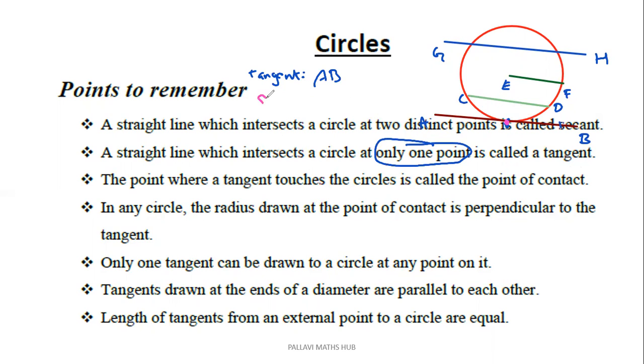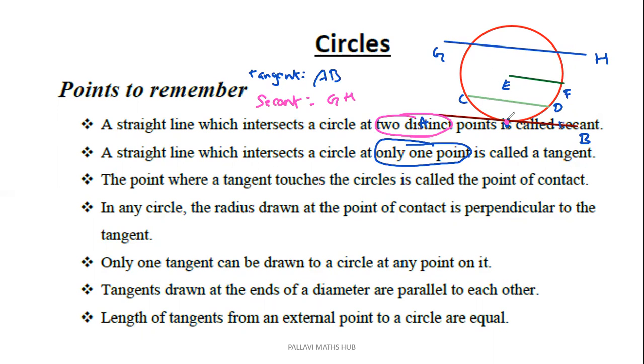Next, which one is the secant? Secant is equal to GH. Why GH? This line is a secant because it is a straight line which intersects a circle at two distinct points. Exactly one point is called a tangent. Secant means a line which intersects a circle at exactly two points.